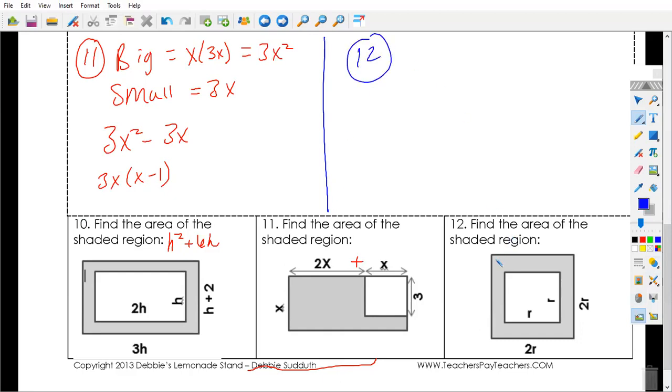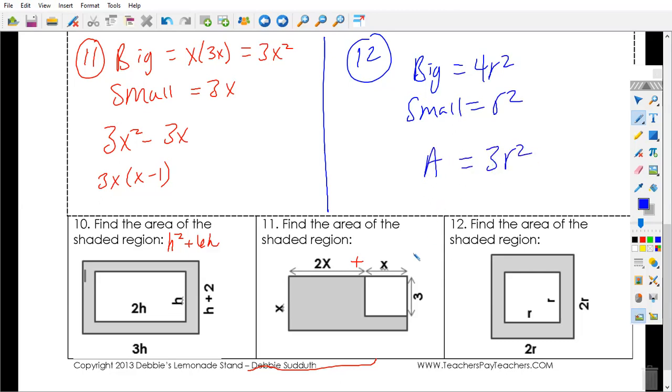12, it says find the area of this one. So again, our big was what? For our square, what was our small? So what was our area? 3x squared. Yeah. That's it.